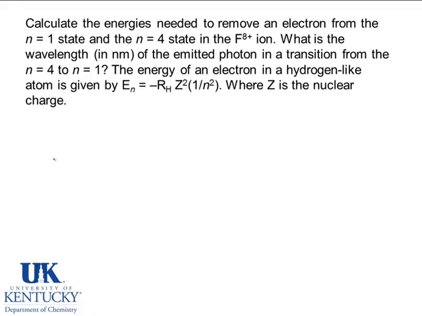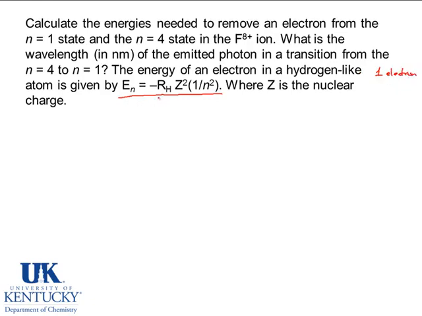As you read through this problem, it seems kind of complicated, but I want to focus beginning with this information. This is giving us an equation that tells us the amount of energy an electron has if it's a hydrogen-like atom. Now, what do I mean by hydrogen-like? To be hydrogen-like, it needs to have only one electron in it. If it has only one electron in it, then we can use this equation.